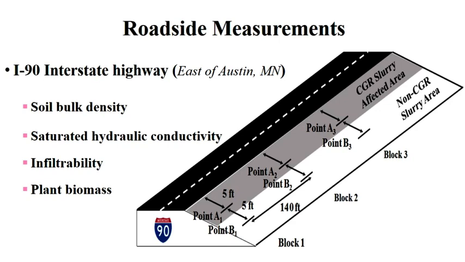So first one, A1, B1, second A2, B2, third A3, B3. And we can see A1 is 5 feet from the shoulder, and B1 is 5 feet from A1. And the side distance is 114 feet.